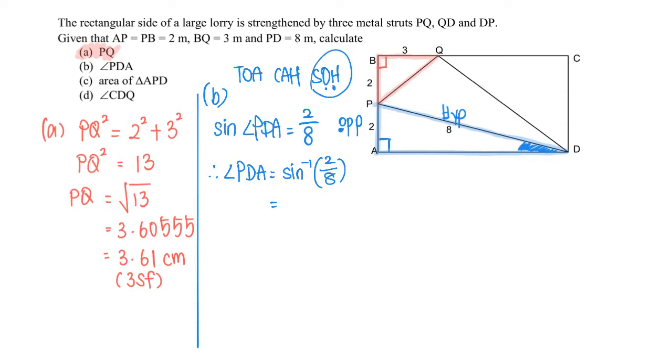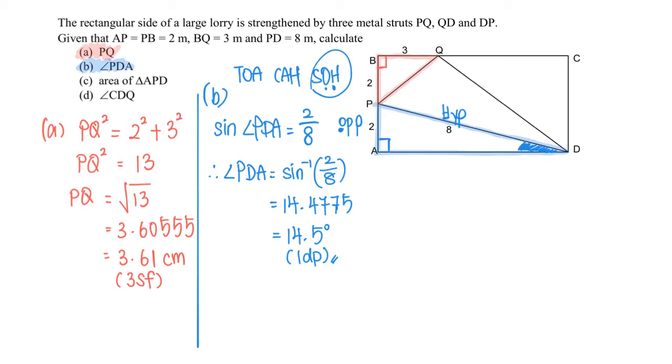Well, press your calculator neatly to the 8, and I will get 14.4775 to 6 sig fig, followed by, since this is degree, 14.5 degree, 1 decimal place. Alright, so part B is done.